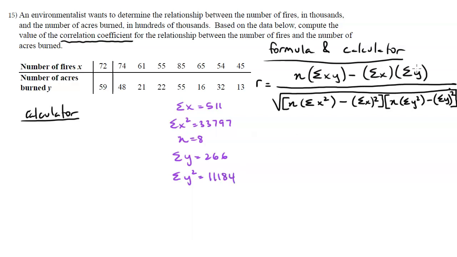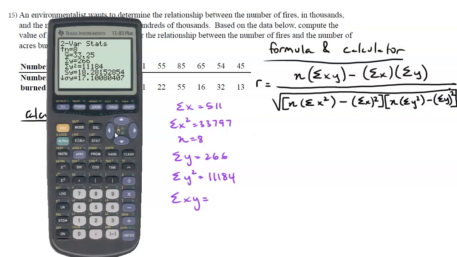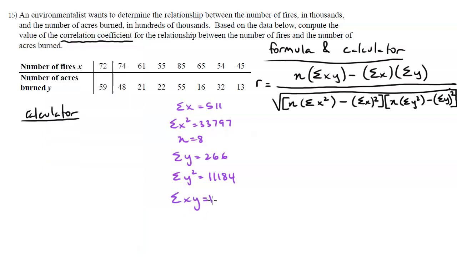See, I got this, I got that, I got this. I just need the sum of xy. And would you look at that, going all the way down, I get the sum of xy, 18319. So there's no need to do all those calculations on the table if you use 2 variable stats in your calculator. And now at this point, I'm just substituting all of these values that I have into the calculator here.